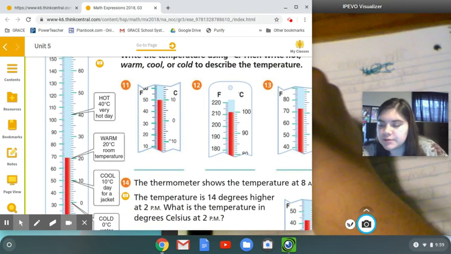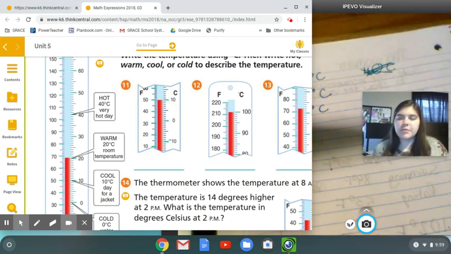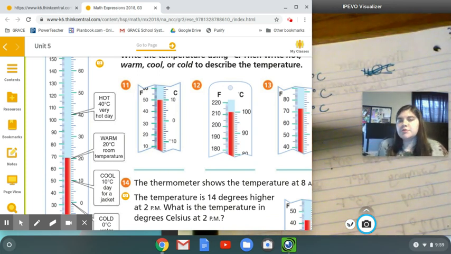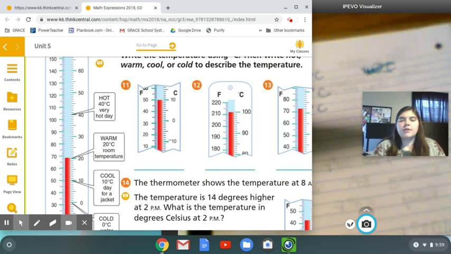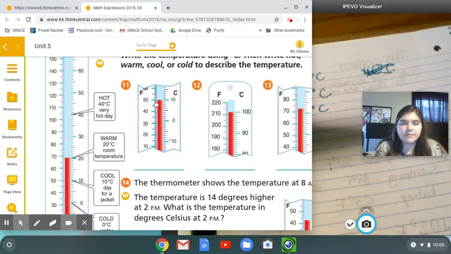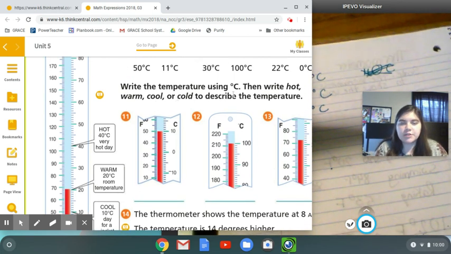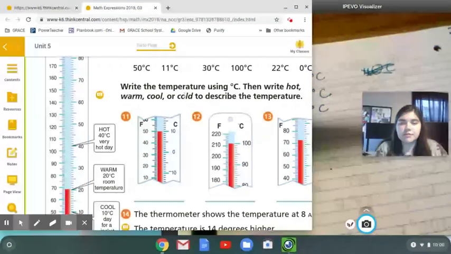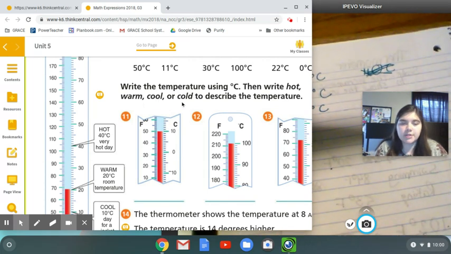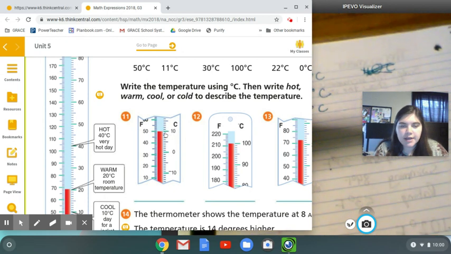Number 11. We're going to do a little bit more practice together today just because we don't use Celsius a whole lot. So for number 11, we want to write the temperature using degrees Celsius, then write hot, warm, cool, or cold to describe the temperature. So remember, we're using Celsius. That's on the right-hand side of this thermometer. And it looks like it's right at that 10 line.